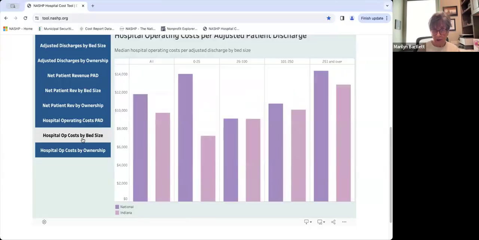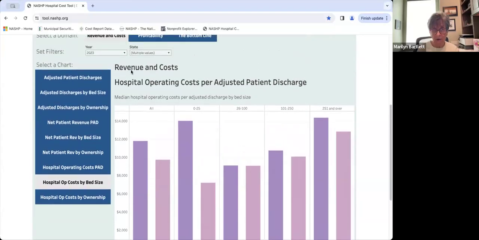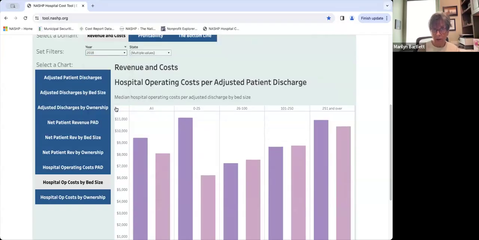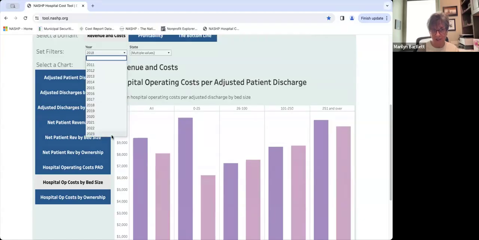We look at the operating costs per bed size. We see this variance here that we just saw on the trend chart, and you can select any particular year that you want. You could go back up here and say, well, I want to see what it was pre-COVID. And you can look at any specific year that you want to. It's much easier to look at specific years in this Tableau format.